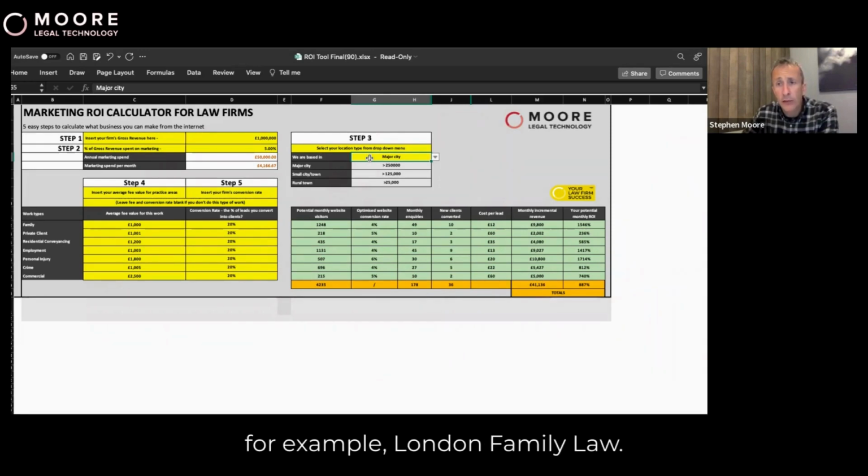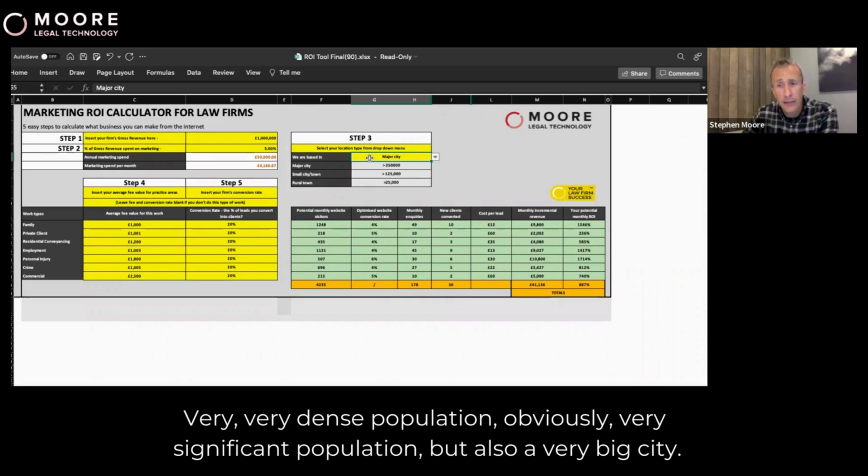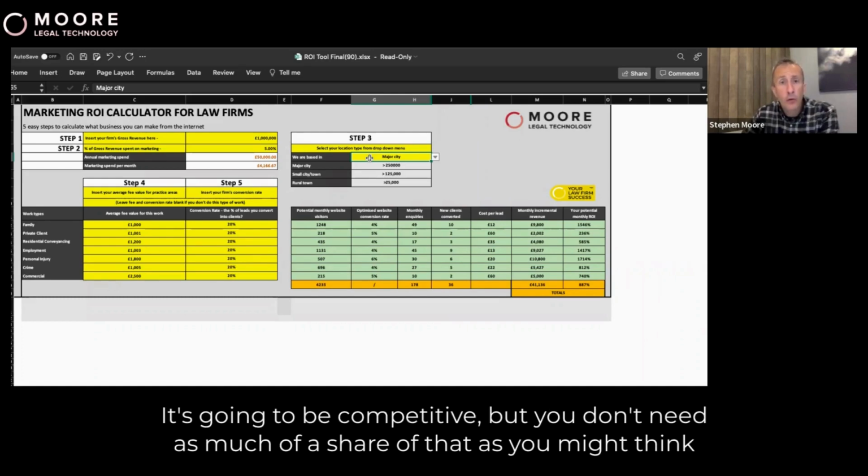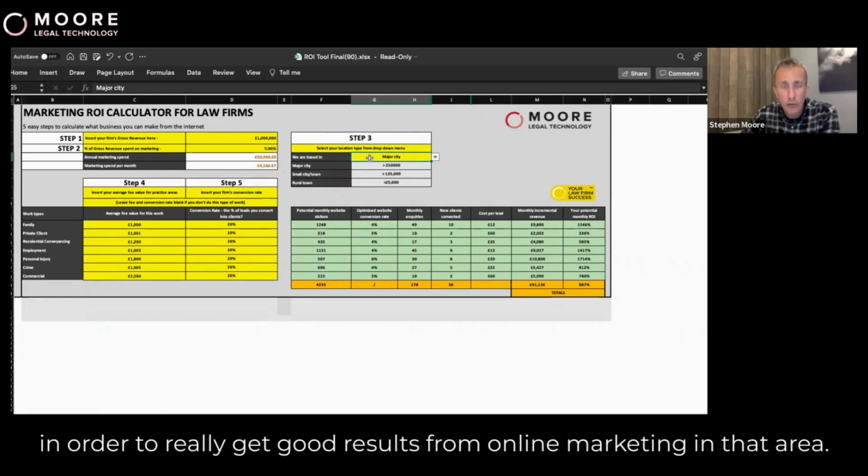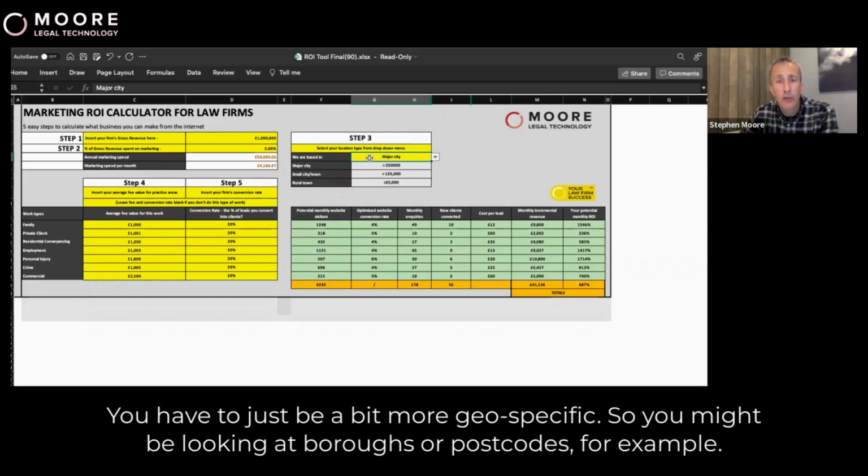There's a difference in terms of competition. For example, London, family law: very, very dense population, obviously, very significant population, but also a very big city. It's going to be competitive, but you don't need as much of a share of that as you might think in order to really get good results from online marketing in that area. You have to just be a bit more geo-specific. So you might be looking at boroughs or postcodes, for example.